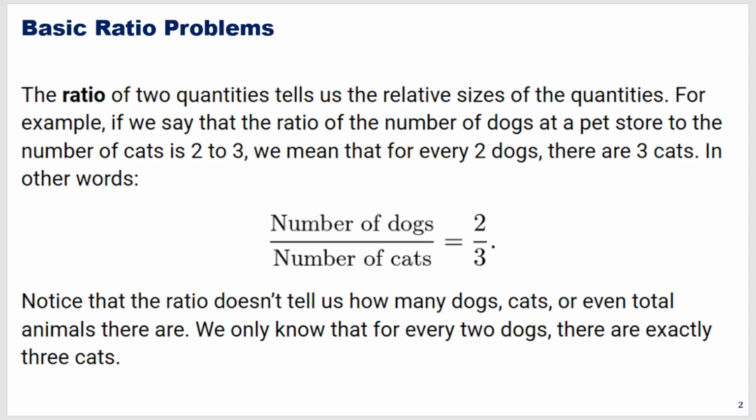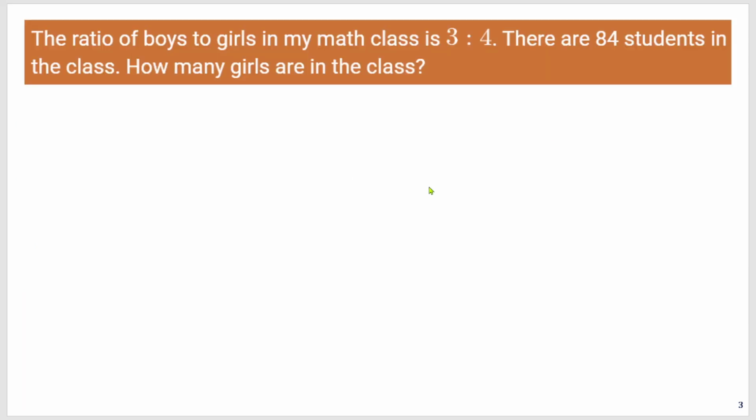Okay, so let's have a look at some example questions related to the ratios. For example, this one: the ratio of boys to girls in math class is 3 to 4. There are 84 students in the class. How many girls are there in the classroom? I'll give you 1 minute to think about it, and then we'll have a look at the solution together, okay?